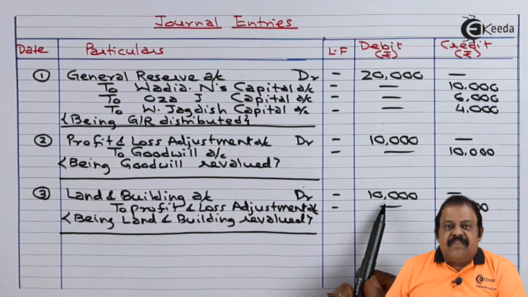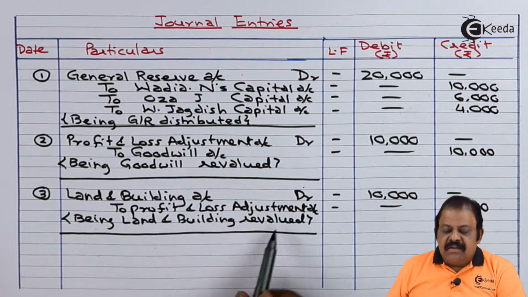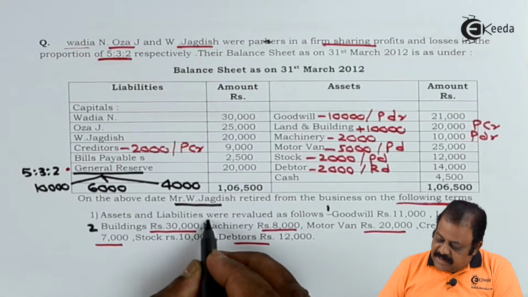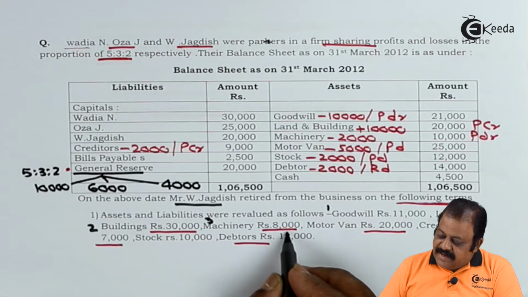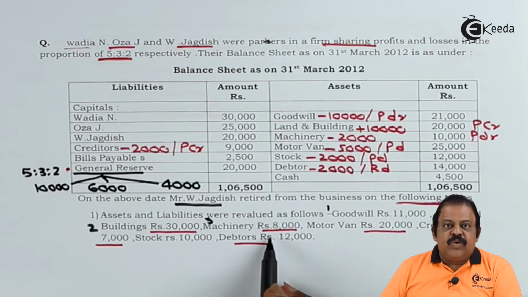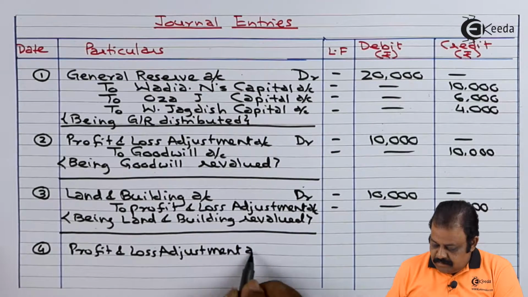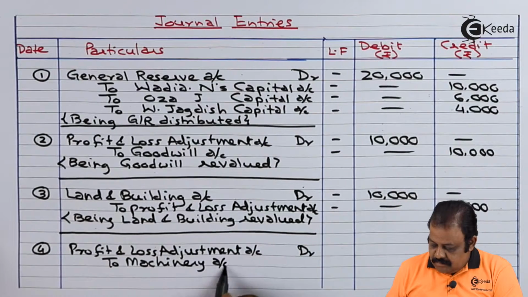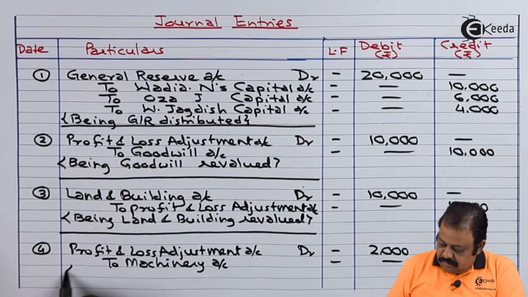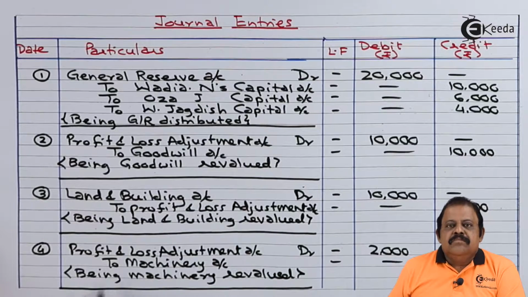Land and building account debit 10,000 to profit and loss adjustment account 10,000, being land and building revalued. Next asset we have machinery, value is 8,000. Here machinery is given in balance sheet 10,000, so it has reduced by 2,000. Profit and loss adjustment account debit to machinery account 2,000, being machinery revalued.